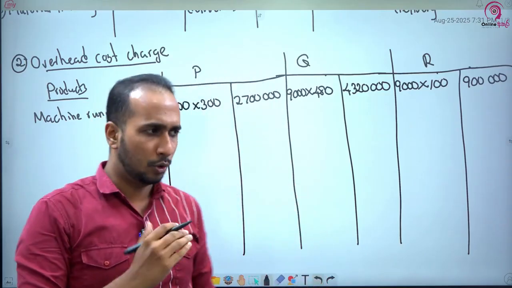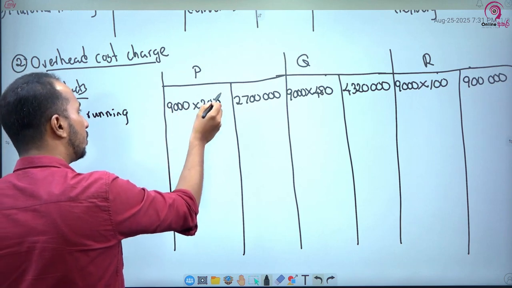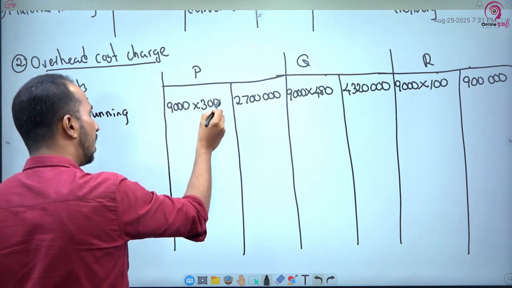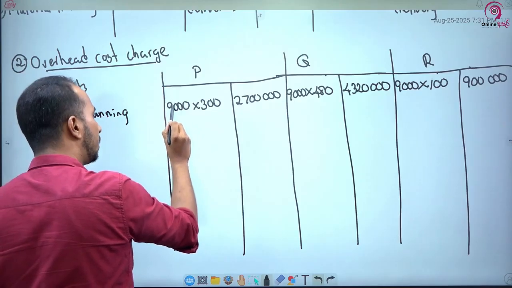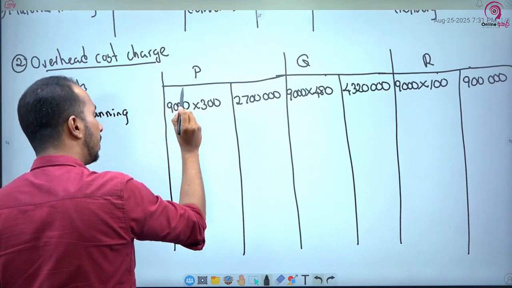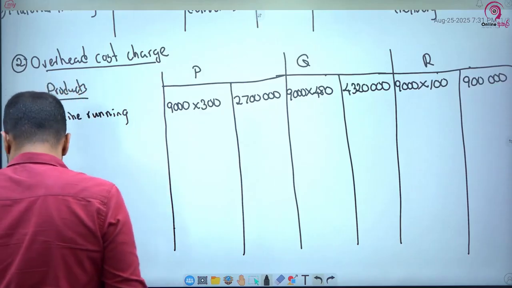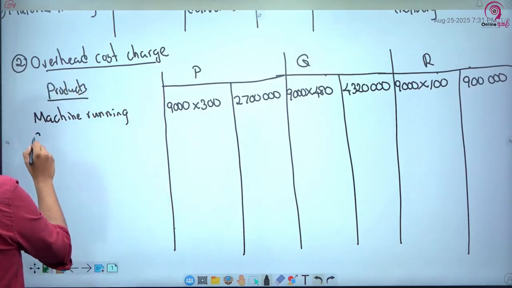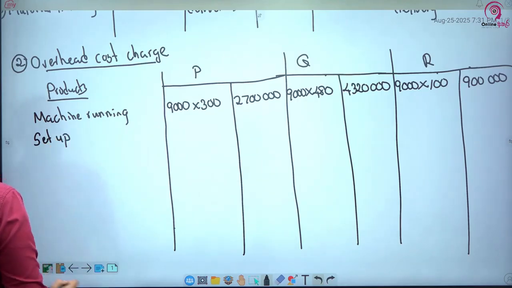You have to take the cost per cost driver. Then you have to see how many cost drivers are used by each product. Then you have to multiply the cost per cost driver by the number of cost drivers. So this is how you are doing. In the same way, we can calculate the setup cost as well, right?